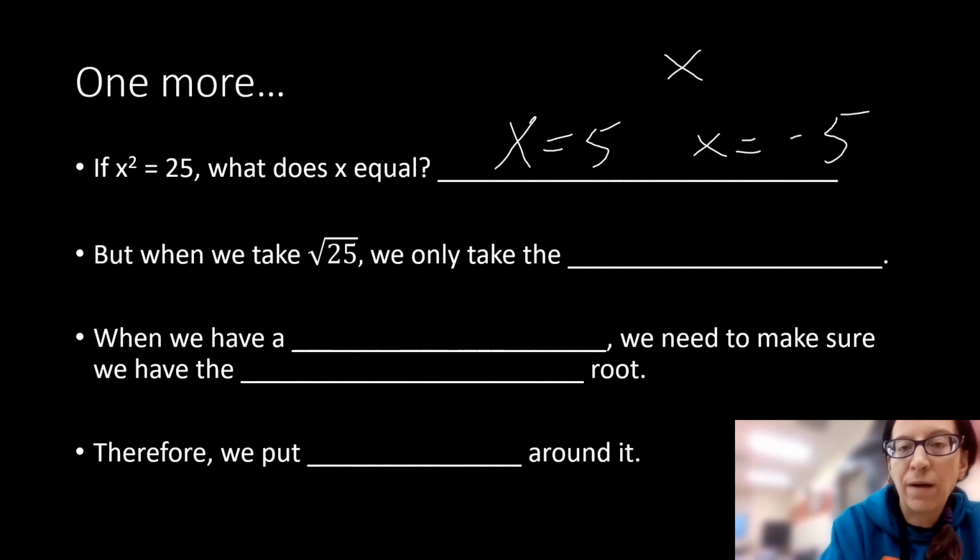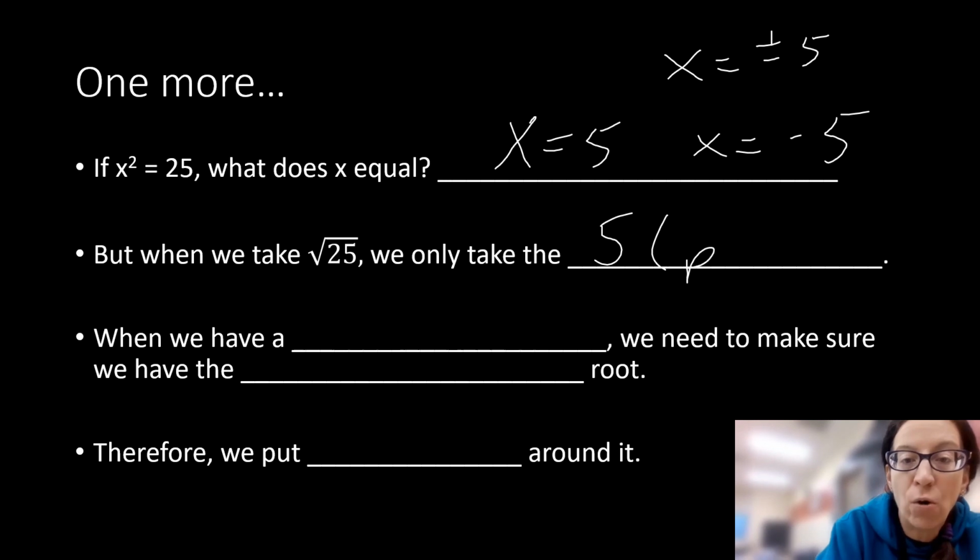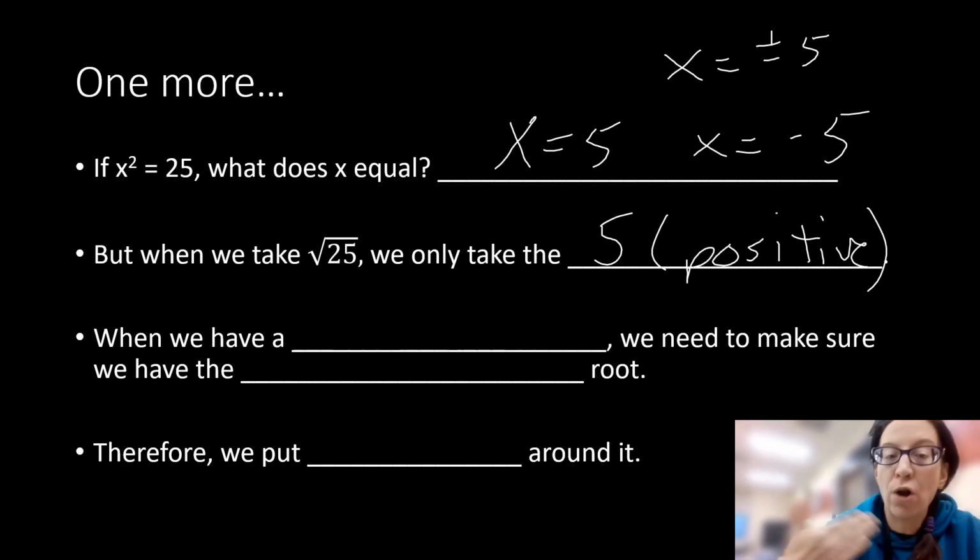And a lot of times we would write that as x is plus or minus 5, because both of those work. 5 times 5 is 25, but negative 5 times negative 5 is also 25. So you actually have 2 answers. However, when we take the square root of 25, we only take the 5, meaning we only take the positive one. We never take the square root of 25 and say it's negative 5. Okay, it's always the positive.